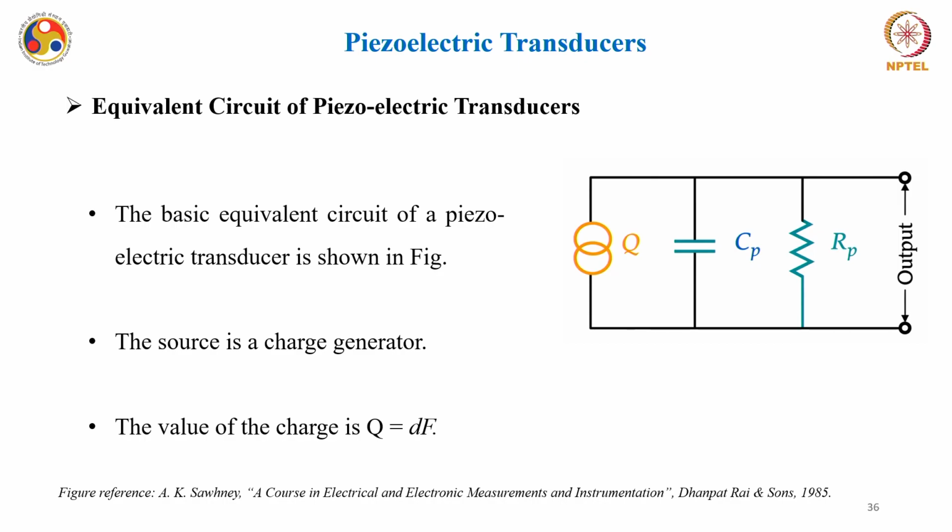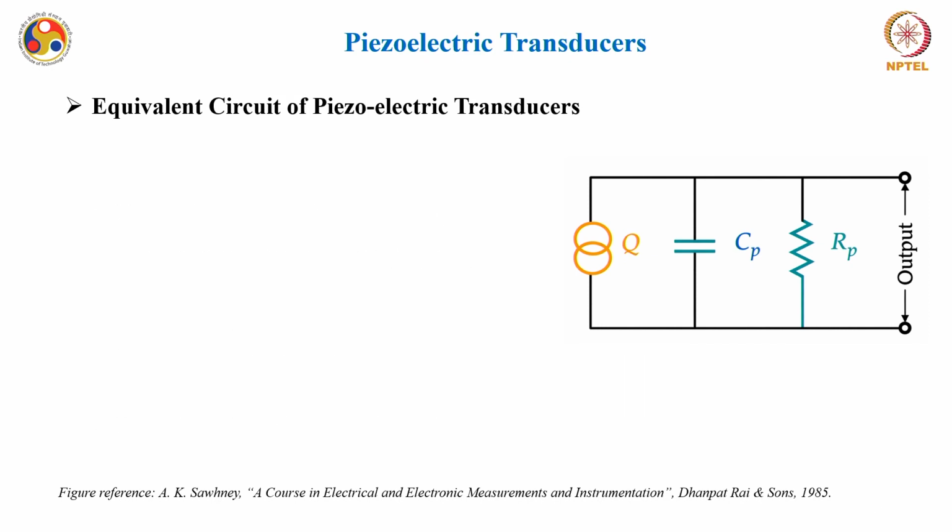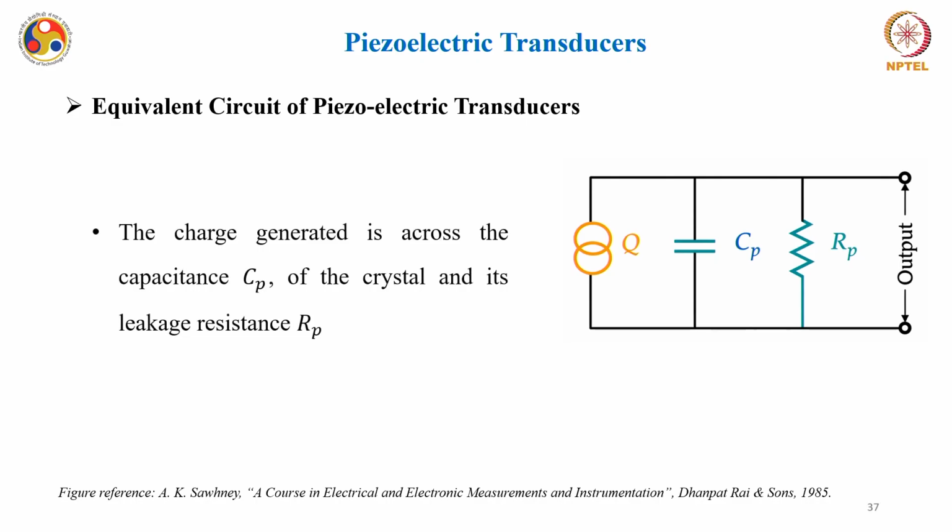The equivalent circuit of a piezoelectric transducer looks something like this, okay. You can see that you have a charge generator. This piezoelectric material itself is considered as a charge generator, and the value is the piezoelectric charge coefficient multiplied by the force, okay. So in this case, the source is a charge generator and the value of charge generated is equal to D into F, where F is the applied force, okay, and Cp and Rp are the capacitance and leakage resistance, and leakage resistance is usually a little higher in this case, okay.